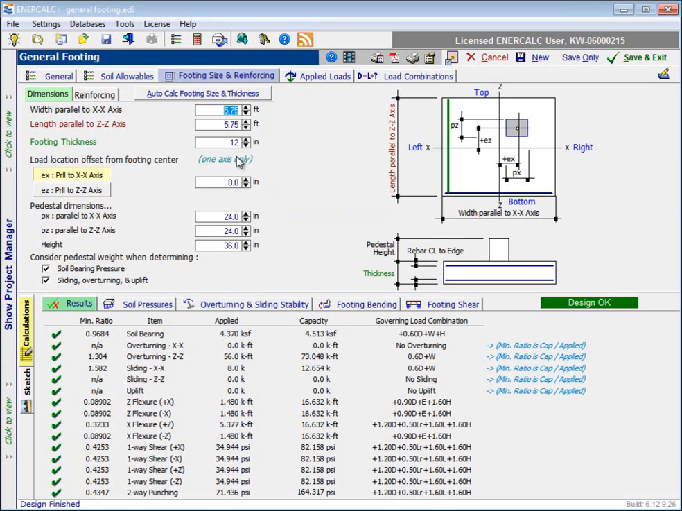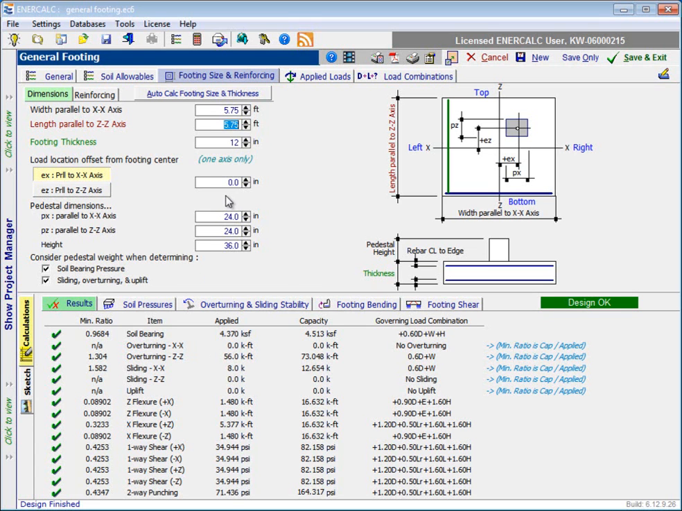Now, it took a square footing that was 6 by 6, and it has optimized that down to something that's 5 3/4 by 5 3/4, and we can see by looking at the soil bearing ratio that it's pretty close to 1. So it has done a pretty efficient job of finding a square footing size that works. And if we look down through the one-way shear and the punching shear checks, it has found something that works at 12 inches thick.